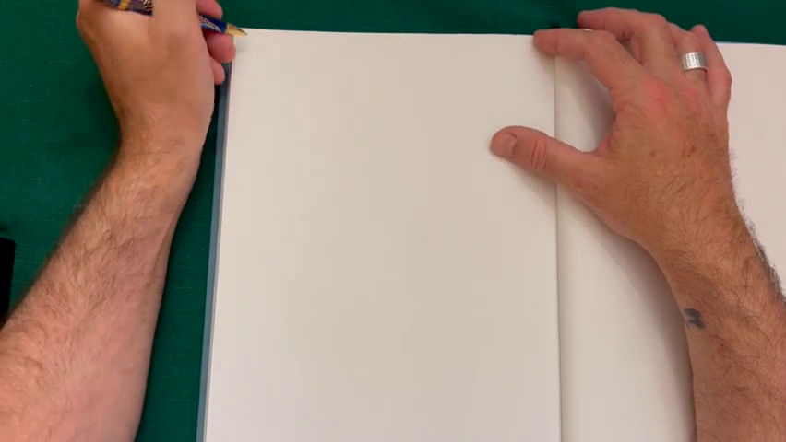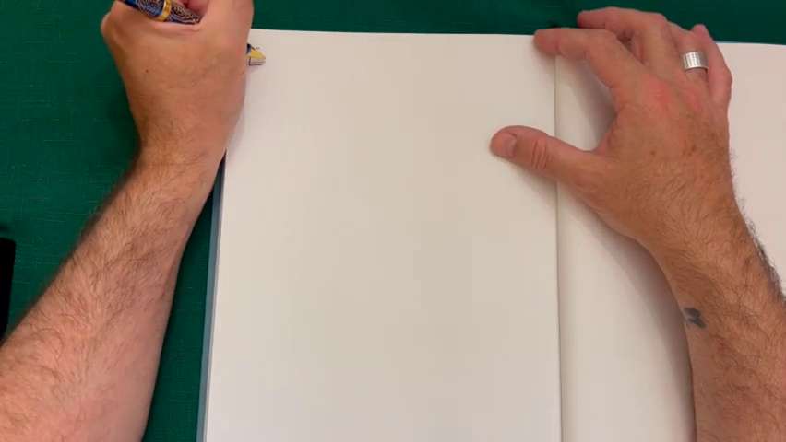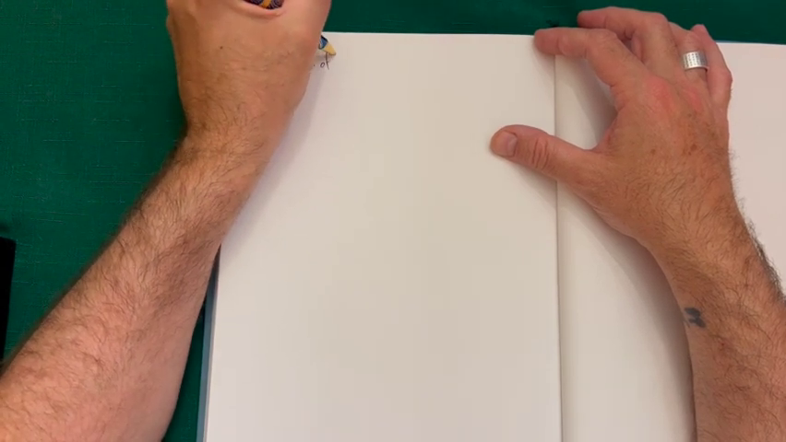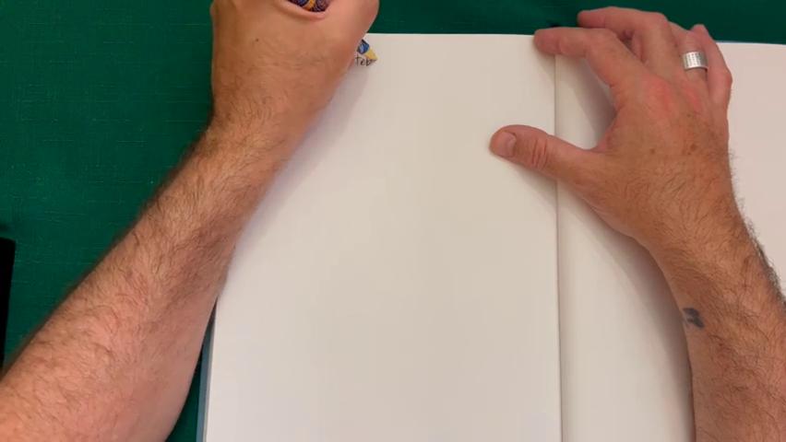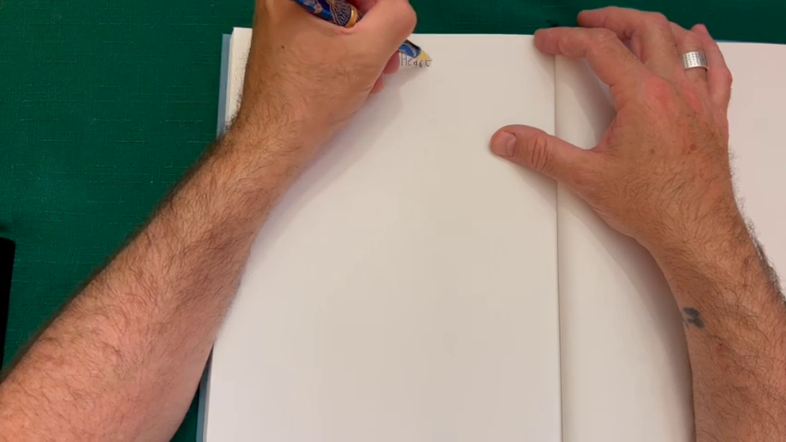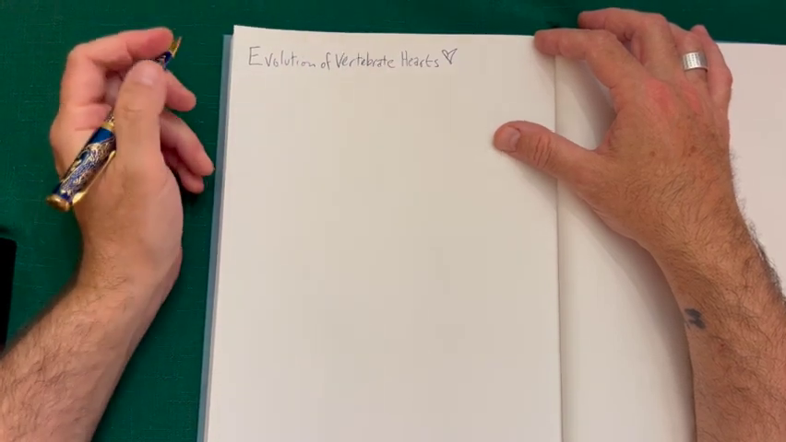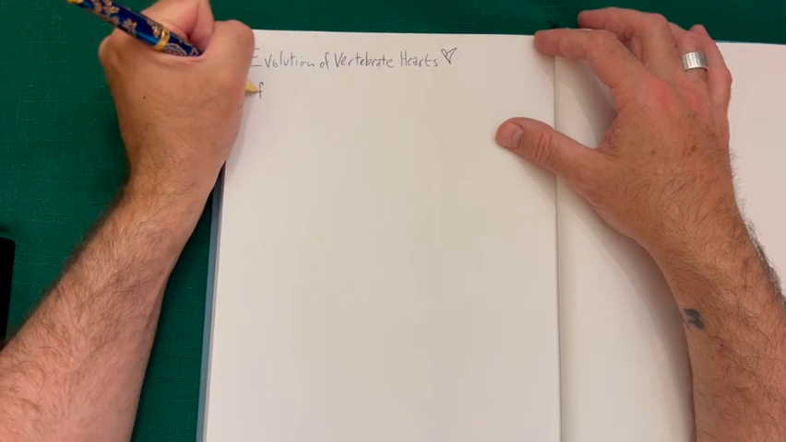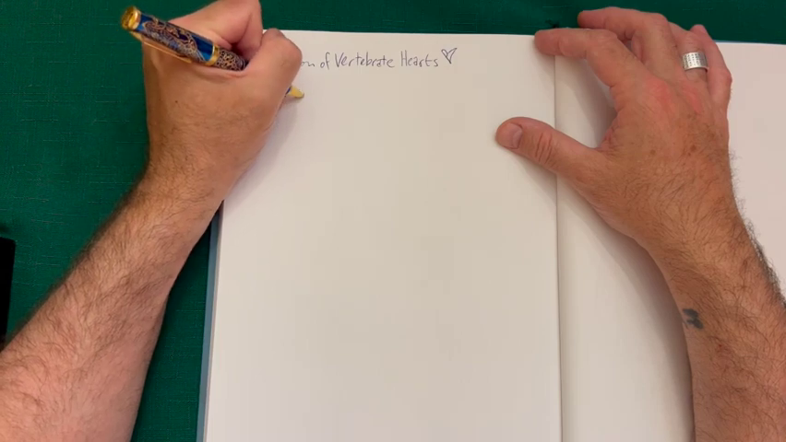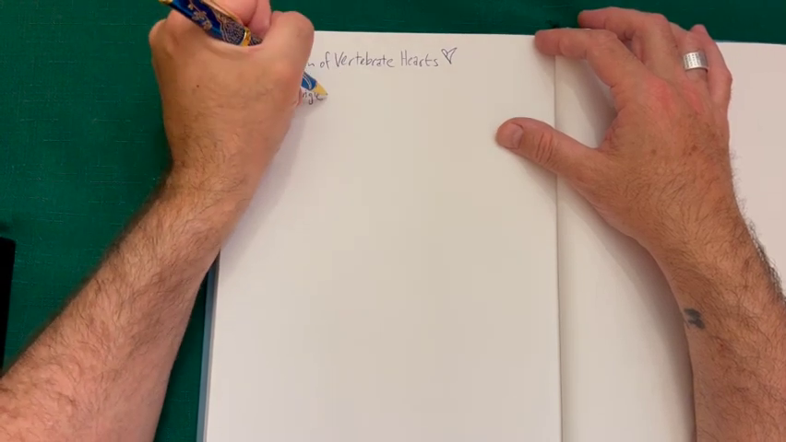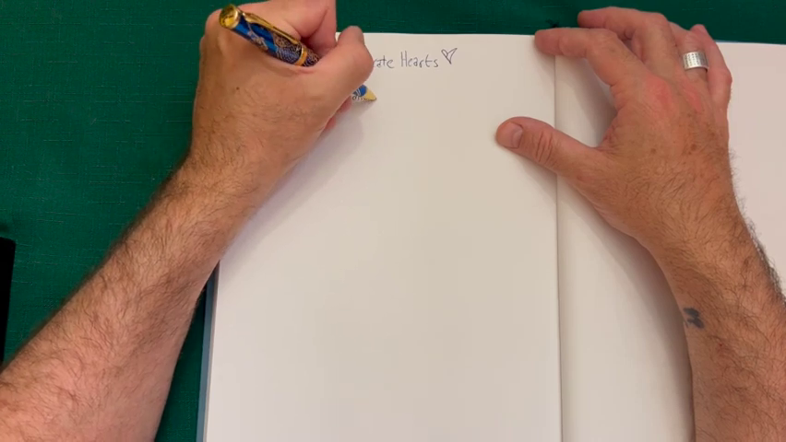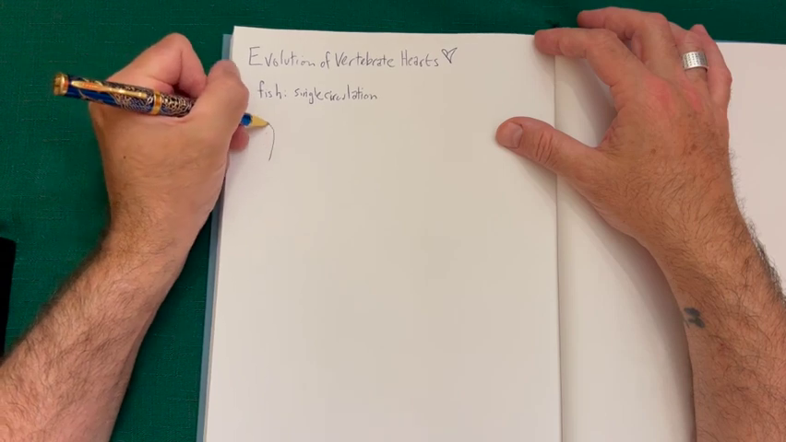All right, next item up, we're going to draw the evolution of vertebrate hearts. And we're going to start with fish. Fish have a single circulation. So a lot of this is going to be rather cartoonish, but we can start off by drawing our fish.